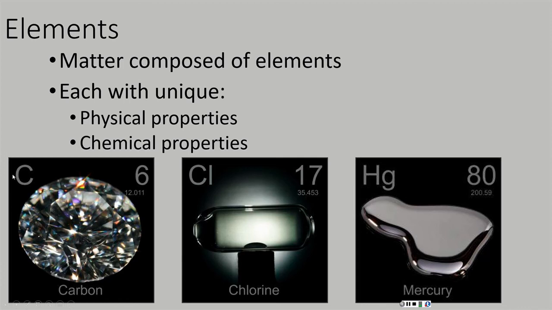We've got a diamond, which represents carbon. We've got this gas inside the container, which represents chlorine. I've got the only liquid at room temperature metal down here, which is mercury. Now, in your book, near the back, I think it's Appendix C, there is a periodic table. We'll look at a periodic table here in just a moment.